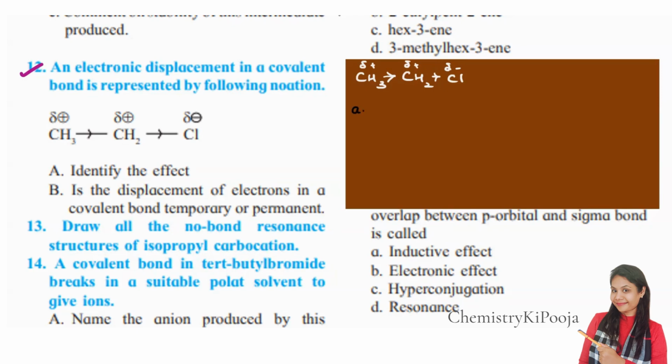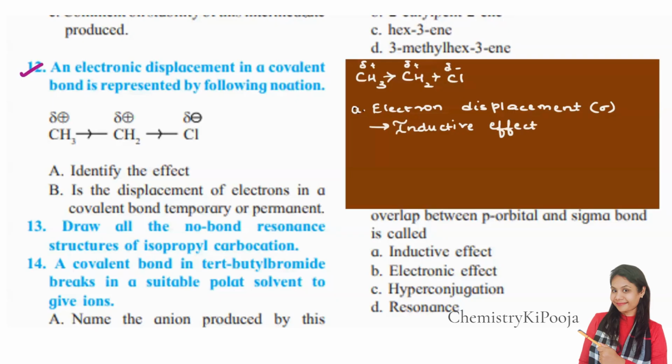A. Identify the effect. Now over here, if I carefully look into the effect, there is electron displacement through the sigma bond, right? Electron displacement takes place through sigma bond. And if it is through sigma bond, then definitely this effect is nothing but the inductive effect. It is inductive effect.